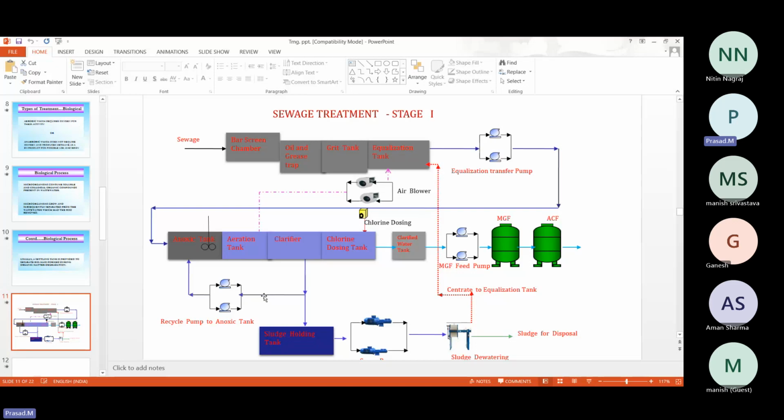Only one equipment, the sludge drying bed, is a sludge dewatering equipment where polyelectrolyte is not required. But for other things like belt filter press, plate filter press, basket centrifuge and decanter centrifuge, polyelectrolyte is compulsory. From the sludge holding tank, it will go to the sludge dewatering equipment, and the sludge will get disposed.